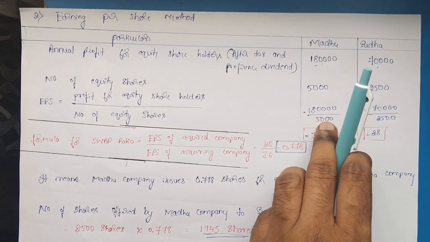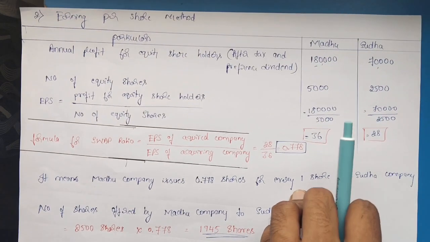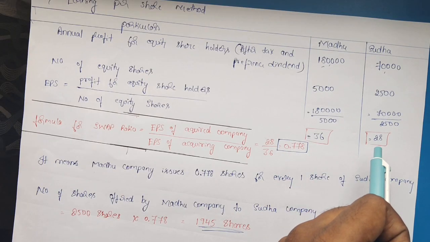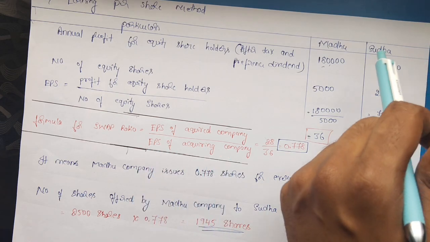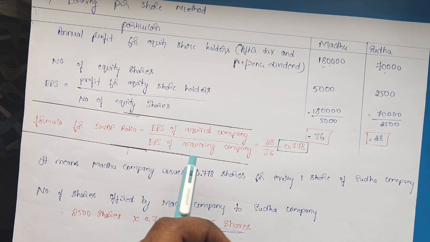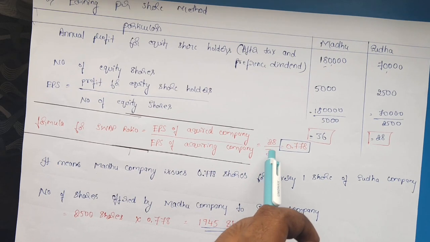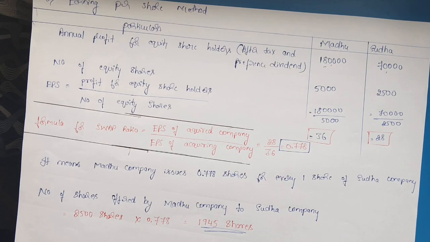After dividing, 1,80,000 divided by 5,000 and 70,000 divided by 2,500, we got 36 and 28 as the earning per share of the acquiring company and the acquired company. The earning per share of the acquired company, Sudha, is 28, and of the acquiring company, Madhu, is 36. So 28 divided by 36 gives 0.778, the swap ratio under the earning per share method.